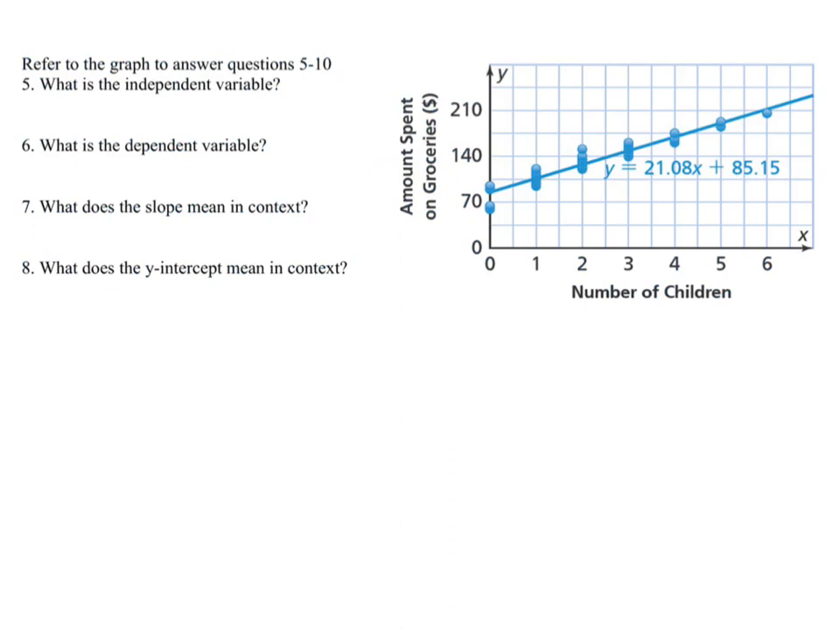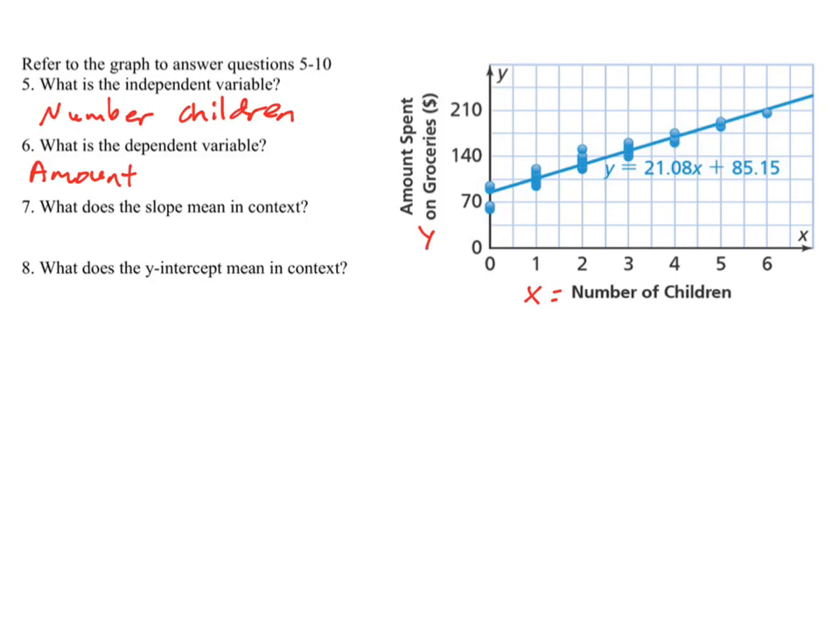So let's jump to this graph here. It has the amount spent on groceries, and then number of children. Well, the number of children is X, and typically X is our independent variable. So we're going to have that number of children. And then our dependent variable is going to be this Y here, which is the amount spent on groceries. The reason the amount spent on groceries is dependent is because usually as the number of children people have in their family goes up, the amount they spend on groceries goes up.